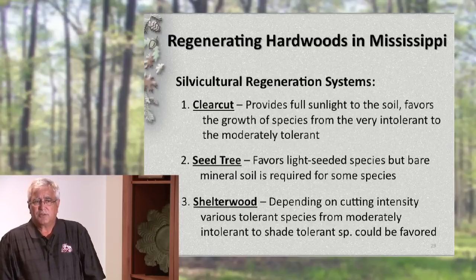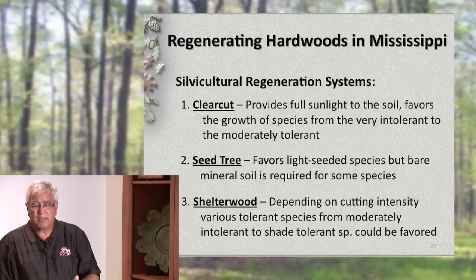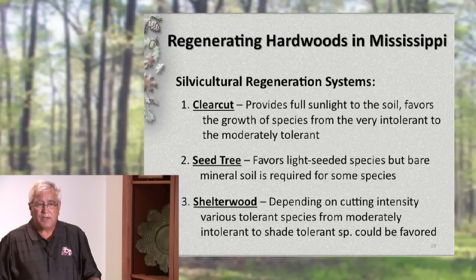This is usually used on oak species, and the cutting density will dictate the variance tolerance in terms of how much shade will be put on the ground and what type of species you would favor. Heavier cuts would favor more shade-intolerant species. Shallower or lighter cuts will favor more shade-tolerant species, those of lesser timber value.